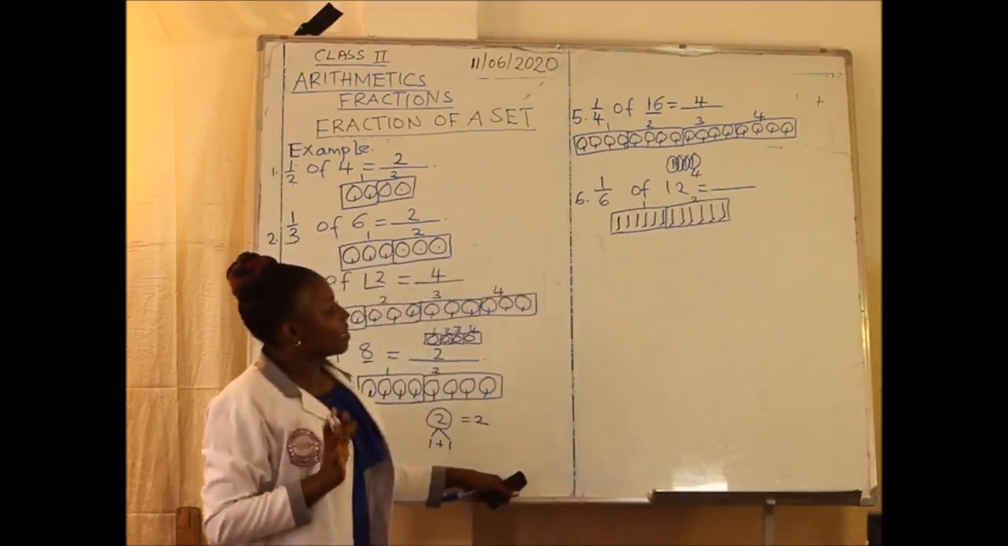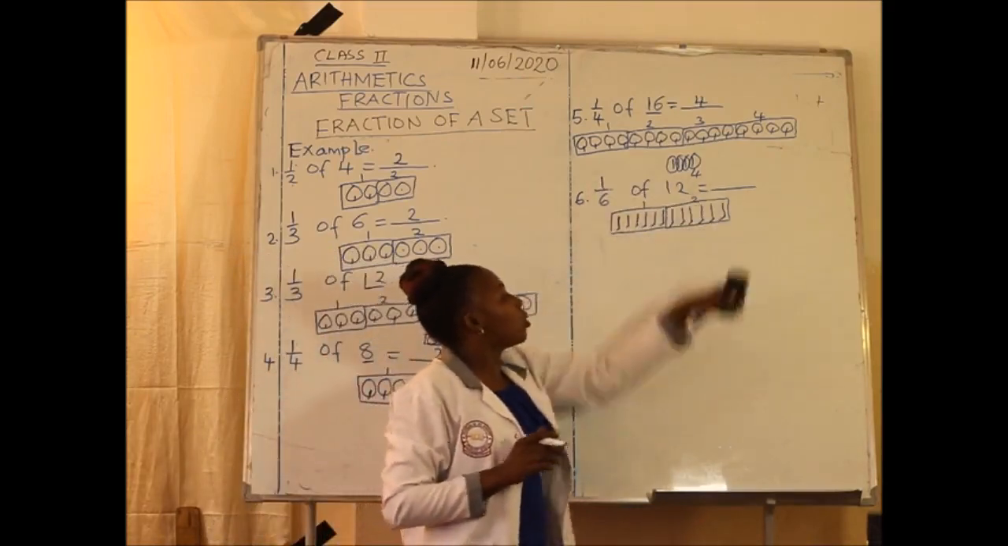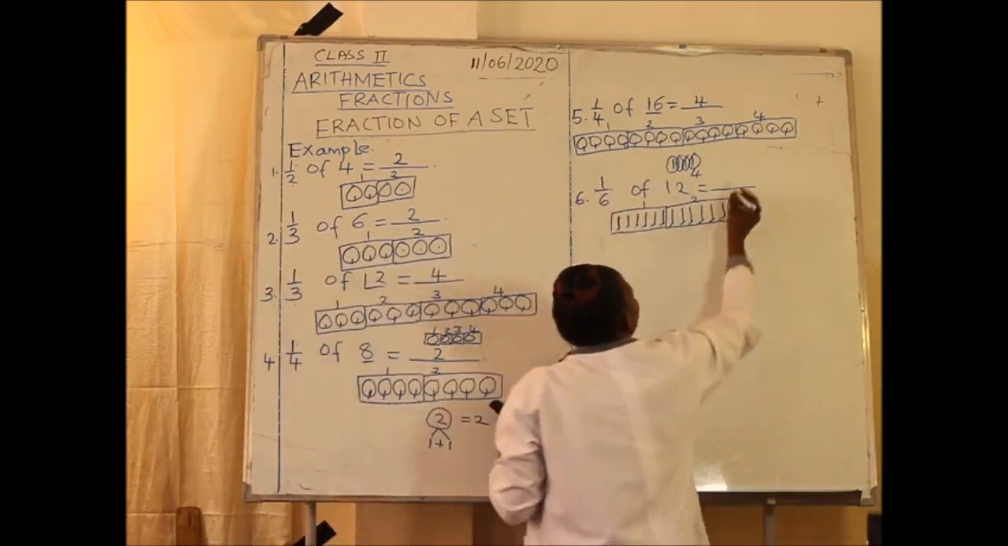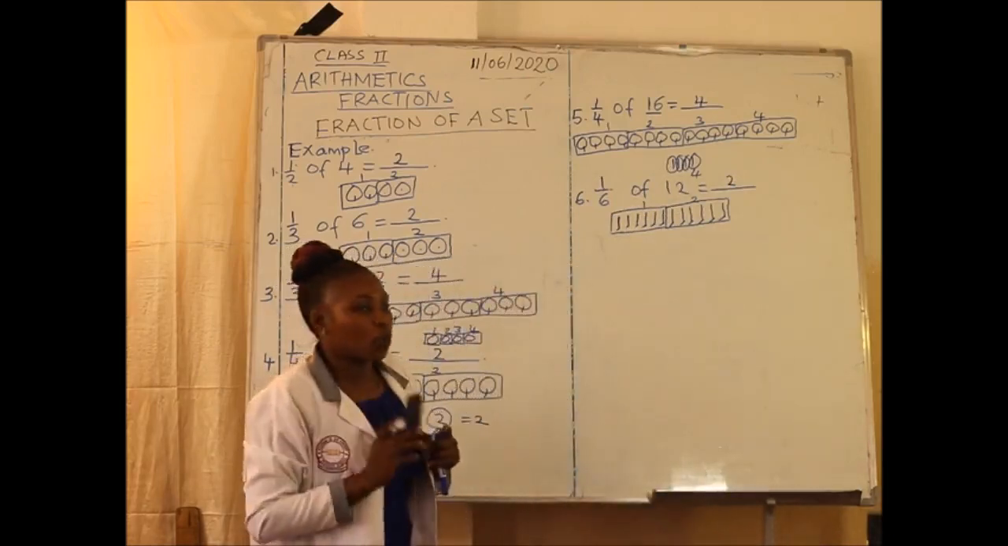The third step, which you're supposed to ask yourself, how many 1 do we have in 2? The answer will be the same. That is 2. We have 2 groups of 1 in 2.